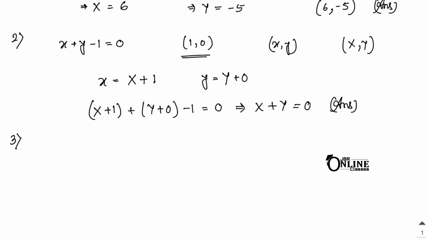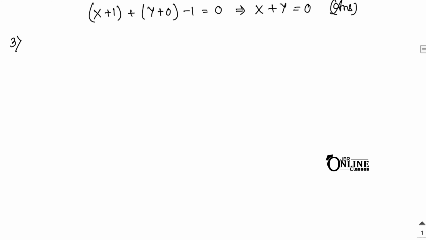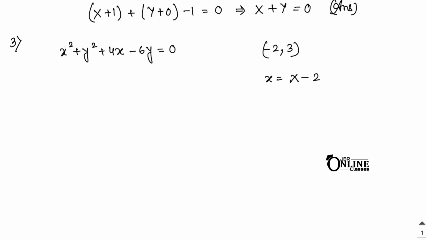Now the third one, sum number 3. Find the transformed equation of the curve x square plus y square plus 4x minus 6y equals 0 when the origin is shifted to the point minus 2 and 3. So that means here you can write small x equals capital X minus 2, and small y equals capital Y plus 3.